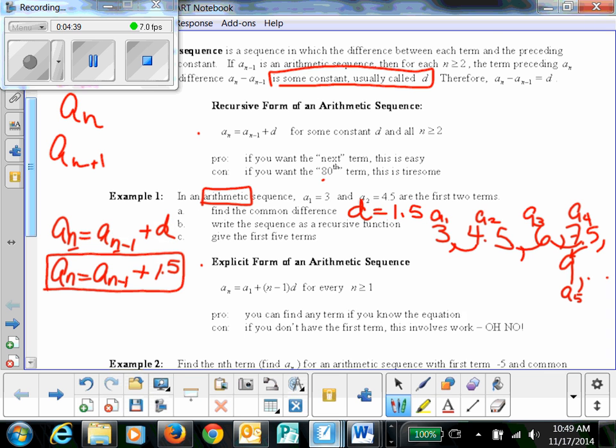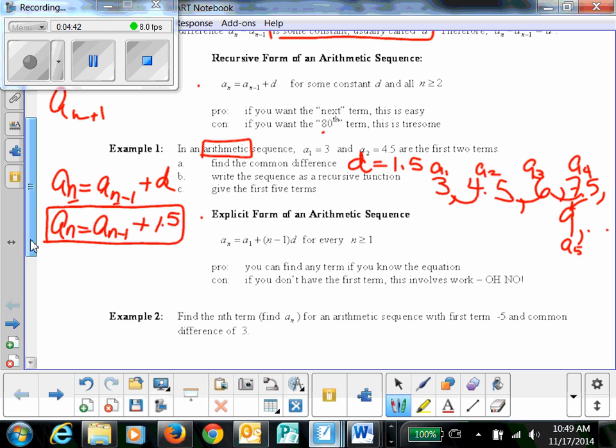Okay, so when we look at the explicit formula, what's nice about this one is that if I want to find any term, 100th, 1,000th, all I need to know is what is the first term.